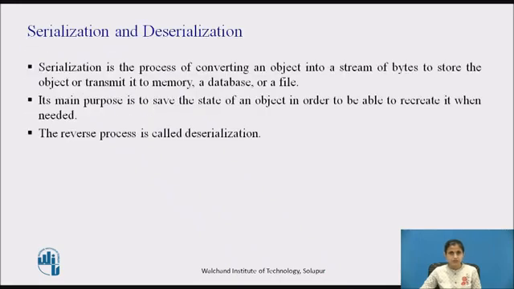Serialization is the process of converting an object into a stream of bytes to store the object or transmit it to memory, a database or a file. Its main purpose is to save the state of an object in order to be able to recreate it when needed. The reverse process is called deserialization.